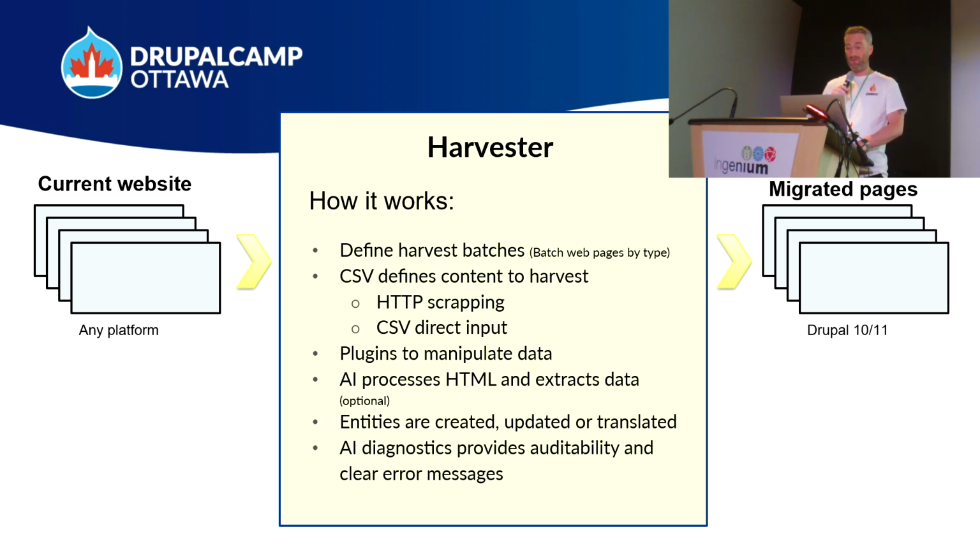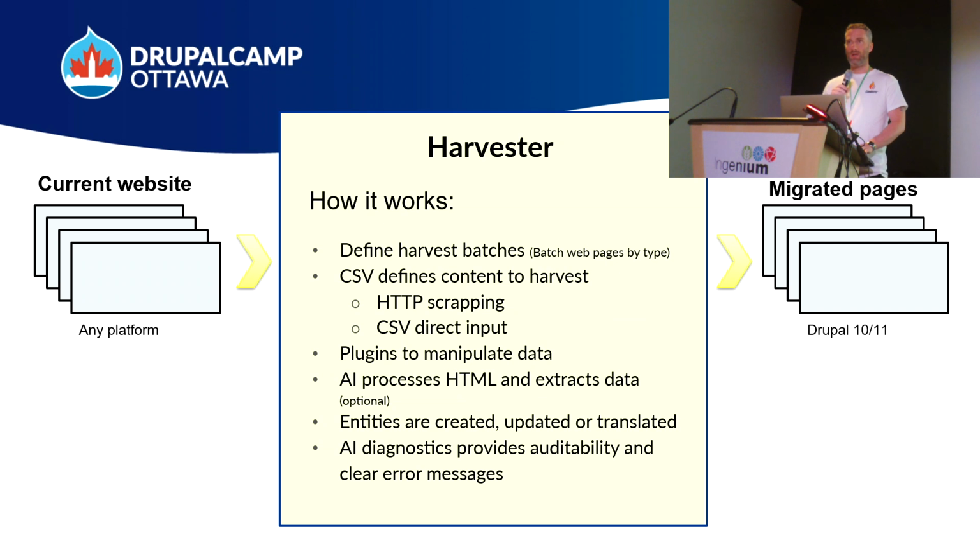So in the harvester, you define your harvest batches. So you can separate your different imports into batches, depending on what content type you're going to import into, or what entity type you're going to import into. And then your plugins actually are defined per batch. And so a CSV file defines the content that we're going to migrate. And there's 2 modes. So the first mode is HTTP scraper. So we can feed it URLs, and it'll actually go and scrape the data right off of a website. And the other mode is direct input from CSV file.